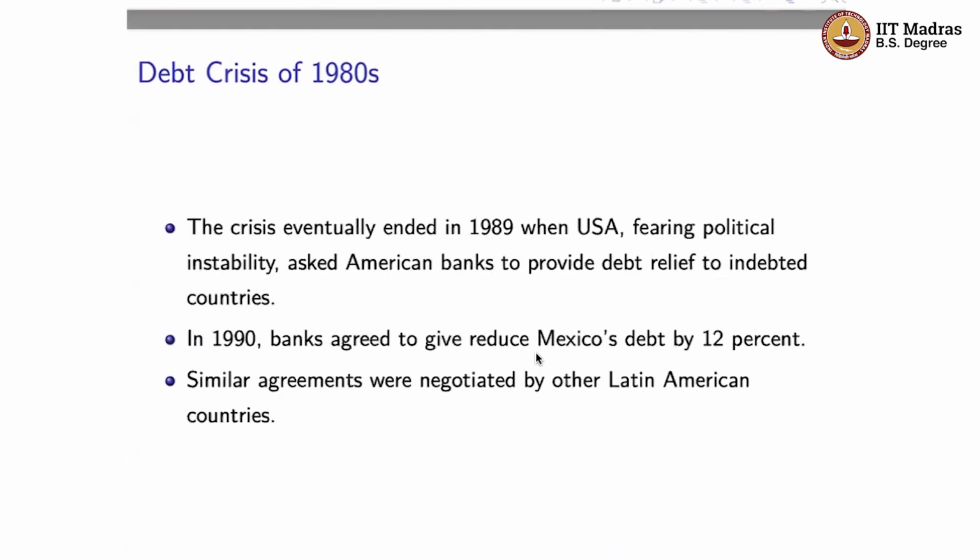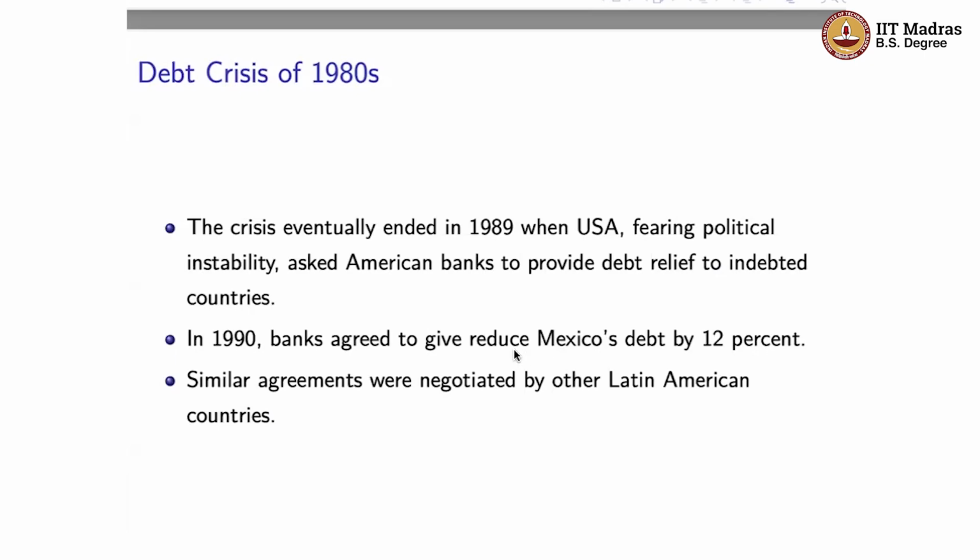So how did the crisis eventually end? Well, in 1989, the United States, which had been fearing political instability, basically asked these American banks to either renegotiate or give more time for the repayment of debt. For instance, in 1990, the banks agreed to reduce Mexico's debt by 12%, right? Remember, Mexico was the country which started this whole crisis, right?